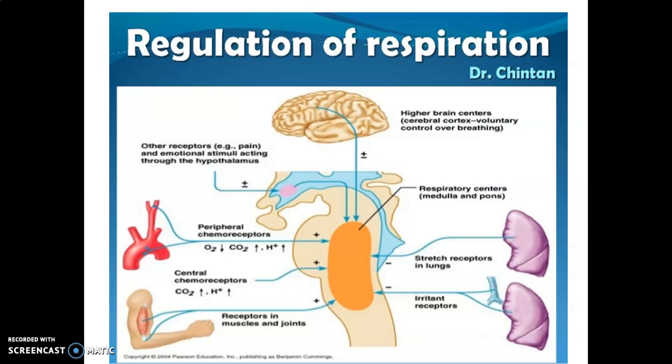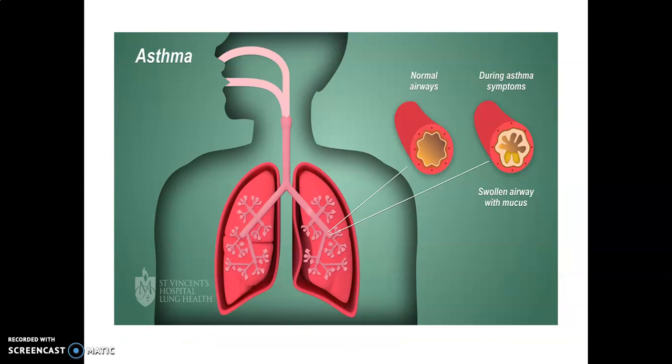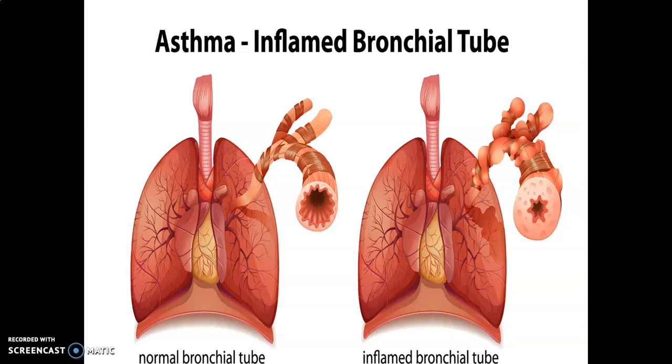Now let's discuss some of the disorders of the respiratory system. First of all, asthma. It is a difficulty in breathing causing wheezing due to inflammation of bronchi and bronchioles. Then emphysema. It's a chronic disorder in which alveolar walls are damaged, due to which the respiratory surface is decreased. A diagram is given. One of the major causes of this is cigarette smoking. Cigarette smoking is injurious to health.